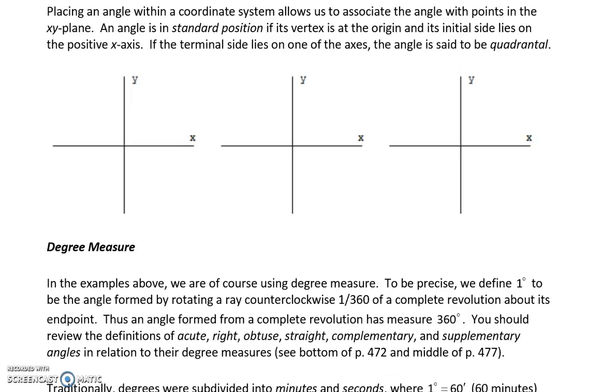So an angle in standard position would have its vertex at the origin. So that would be our vertex. And the initial side would be coinciding with the positive x-axis.